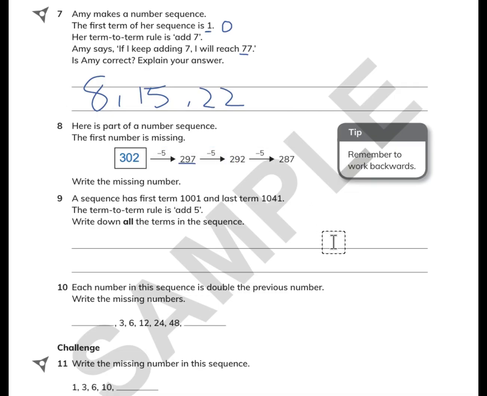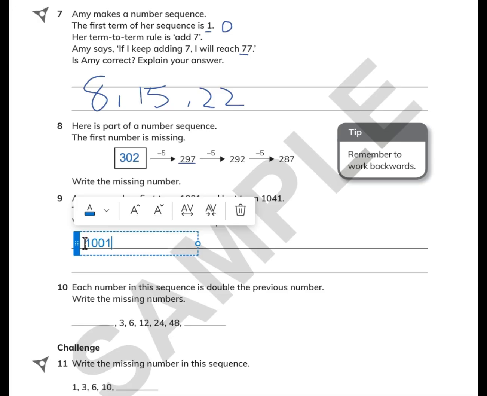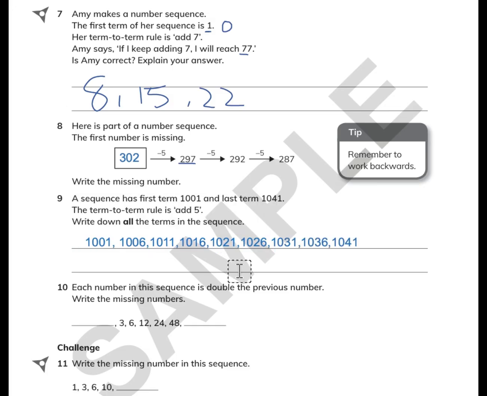Question number 9. A sequence has first term 1001 and the last term 1041. The term to term rule is add 5. Write down all the terms in this sequence. So let's write 1001, 1006, 1011. Okay, so I have written all these terms of this sequence. You can see we've started with 1001 and we have ended at 1041, and we have also added 5 each time.